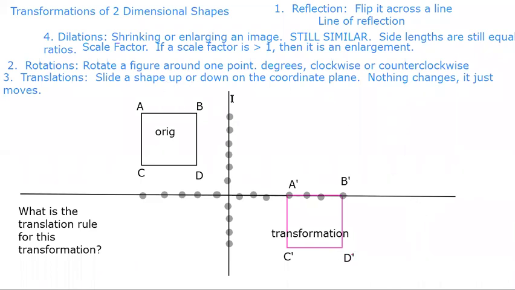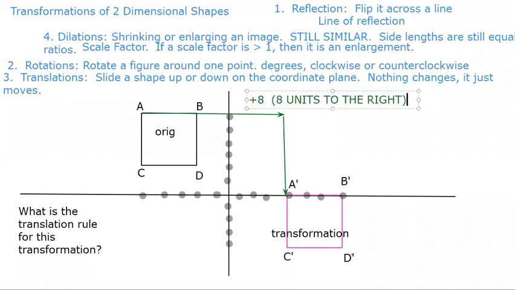So for A to get to A prime, what happened? When you're stating the rule, you're asking yourself, how did it get there? How far over did it go? And how far down from A to A prime? What happened? It's kind of like counting the slope. 1, 2, 3, 4, 5, 6, 7, 8. So it went positive 8. So we'll say 8 units to the right.